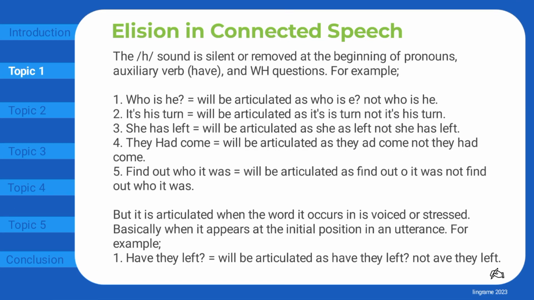The h sound is silent or removed at the beginning of pronouns, auxiliary verbs, have, and WH questions. For example, who is he will be articulated as who is he, not who is he. It's his turn will be articulated as it's his turn, not it's his turn. She has left will be articulated as she has left, not she has left. They had come will be articulated as they had come, not they had come. Find out who it was will be articulated as find out it was, not find out who it was.